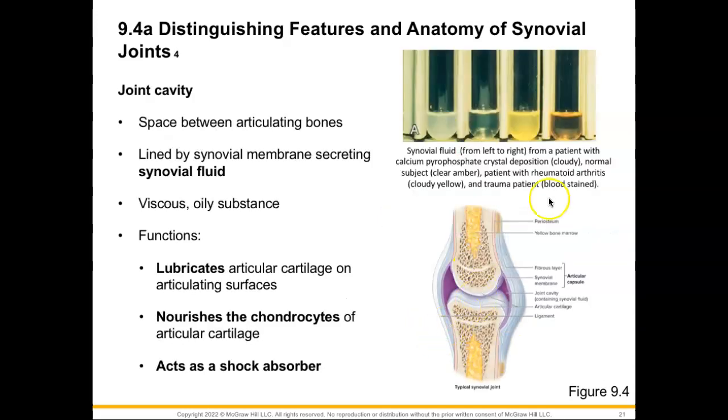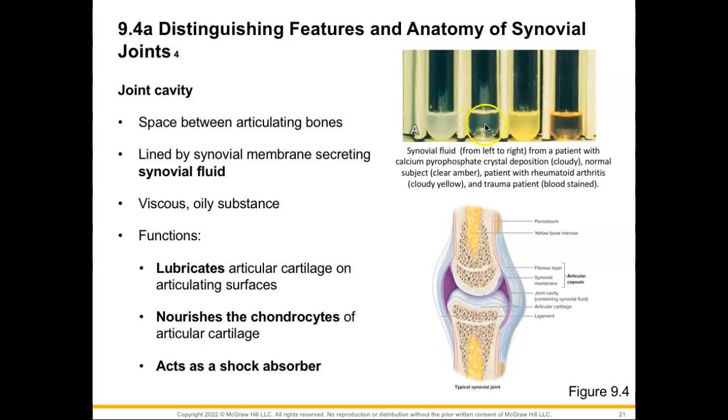Now for our joint cavity, that space we find within our joint. This is going to be lined with that synovial membrane that we discussed that produces the synovial fluid. And if we look at the synovial fluid itself, this is our normal version of synovial fluid, where we're going to get like a clear amber color to it, and it's very viscous and type of oily substance.